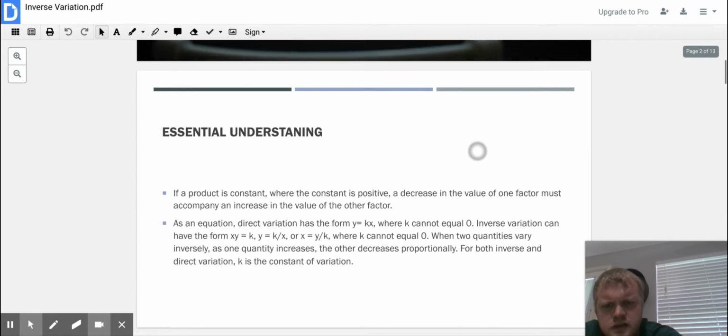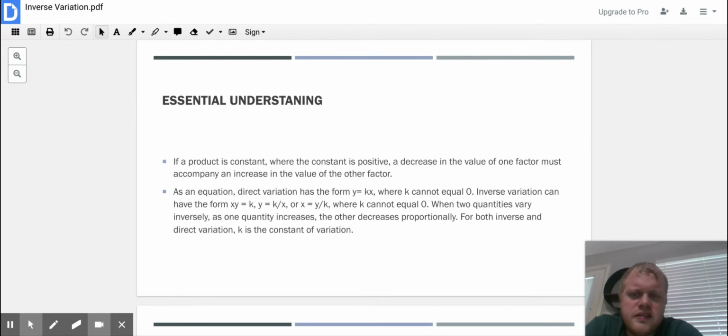All right, so some essential understanding you need to know. If a product is constant, where the constant is positive, a decrease in the value of one factor must accompany an increase in the value of the other factor. As an equation, direct variation has the form y equals kx, where k cannot equal 0. Inverse variation can have many different forms. Again, you can move them around: xy equals k, y equals k over x, or x equals k over y. Again, k cannot equal 0.